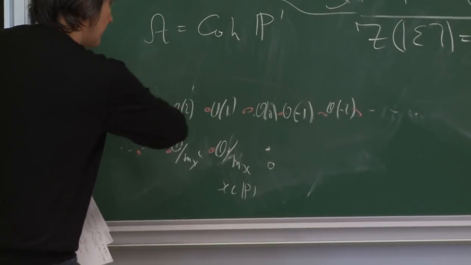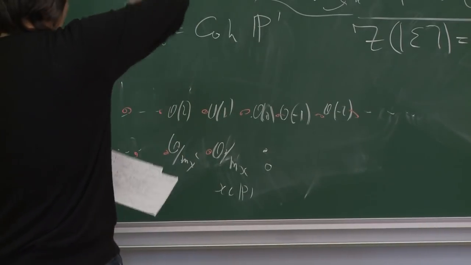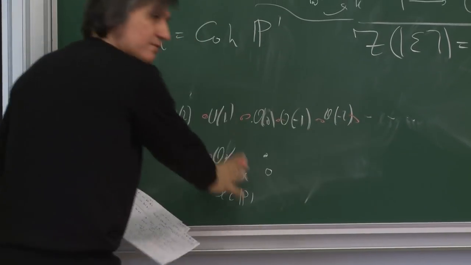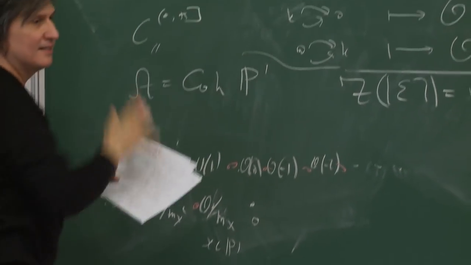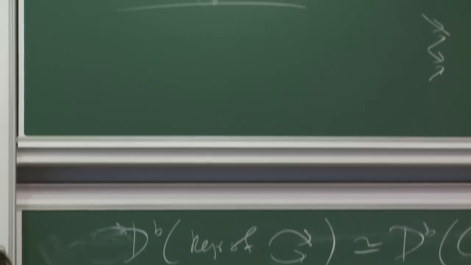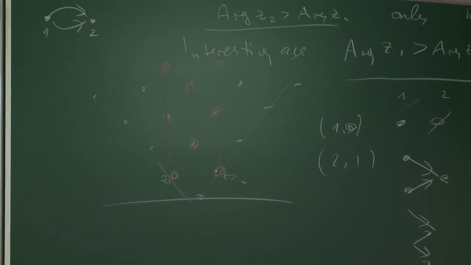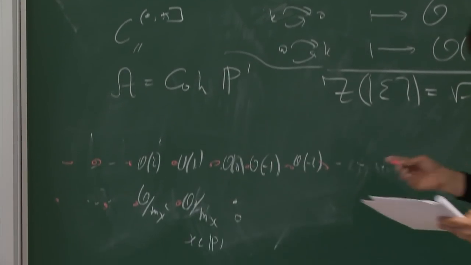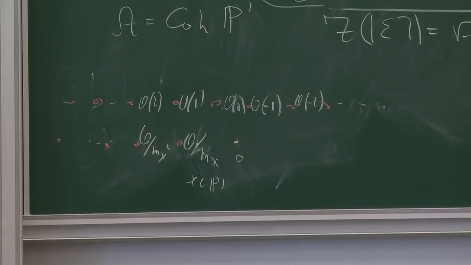So what you get is one infinite strip, one half strip. And here is the same thing. If you shift by one, make it symmetric, and rotate by 90 degrees, you get exactly this picture. So it's essentially the same stability condition, just rotated, and you go from geometric language to algebraic language. That's one very nice example.